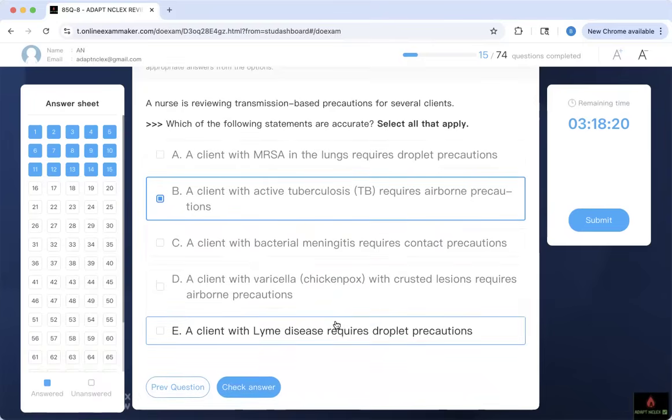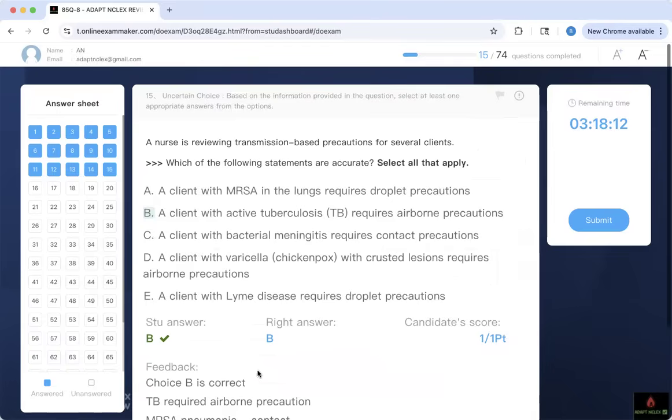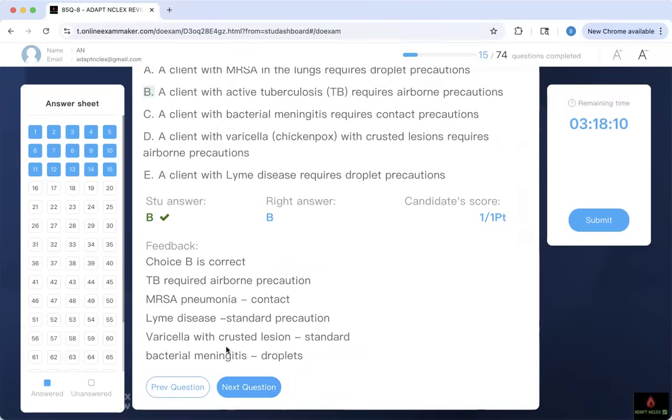Why do I do that? Just to teach you so that you can be confident. When you see select or apply, you don't have to pick everything. Whichever you're confident about, you pick it. One answer alone. Those are the answers.